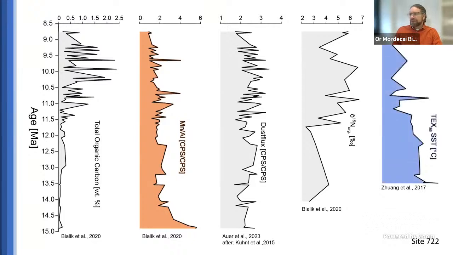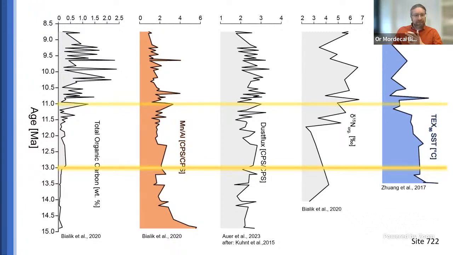And Zhao did some wonderful TEX86 calorimetry on this site. So we're also seeing two periods of cooling. One at 13, that's more probably with the initiation of the modern monsoon, and another one at 11, which is very interesting. Because if we look at the other parameters at this site, the nitrogen isotope indicative of denitrification and the total organic carbon, those kick in at around 11.